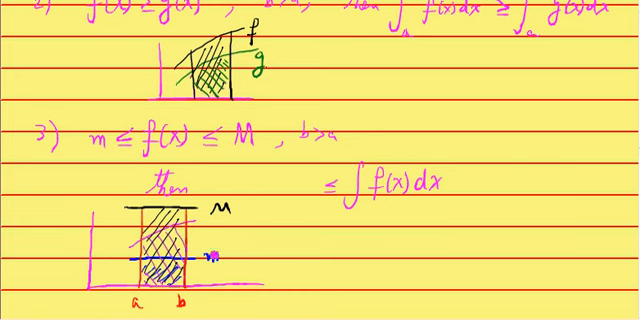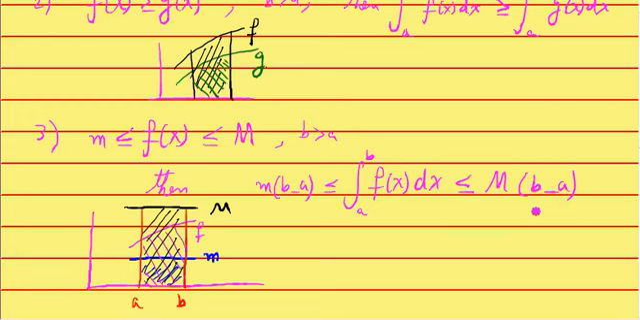So what do we get? What is the area under this blue curve here? That's going to be base, which is b minus a, times the height, that is m times b minus a. That area is less than the area under the function f itself. If f is limited from its above by this ceiling, by this capital M, then the area under f is also less than the area under that, which is capital M times b minus a.